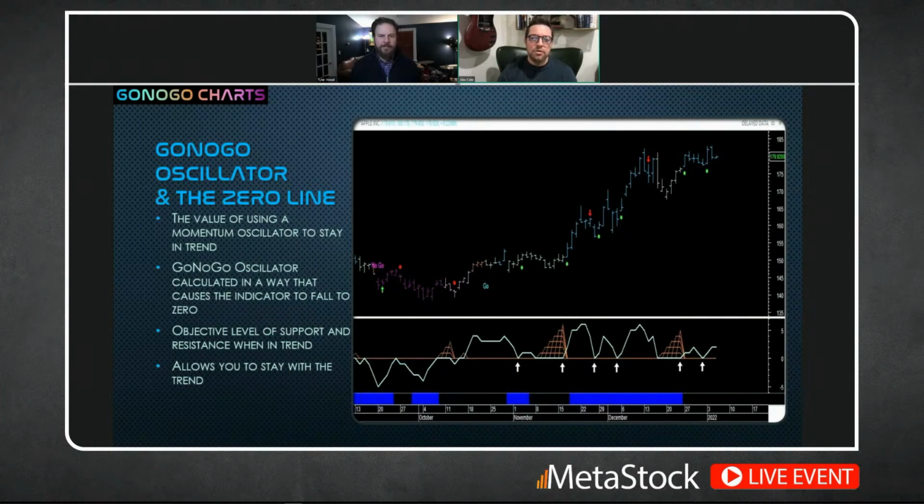So what we tried to do with the GoNoGo oscillator was calculate it in a way that causes it to go to zero when all of the combined blended inputs are in their respective neutral territories. So if everything that makes up the GoNoGo oscillator is within its neutral bounds, then the GoNoGo oscillator falls and hits that zero line in an uptrend. In a downtrend, it'll rise and hit the zero line. So what we end up with is a completely objective level that can be used as support in a go trend and as resistance in a no-go trend. And that allows you, hopefully, to stay with those outsized winners a little bit longer.